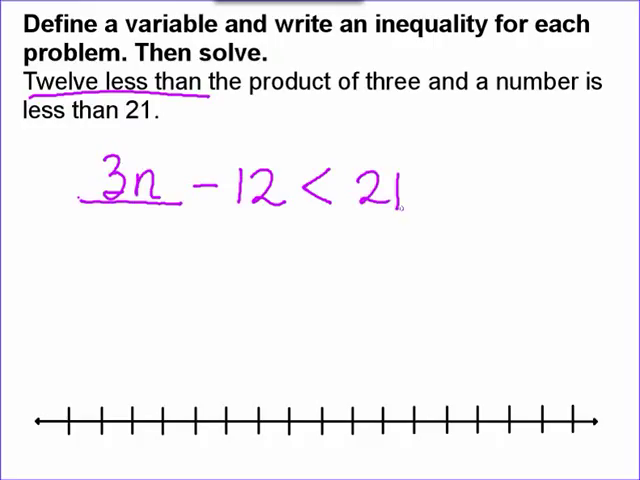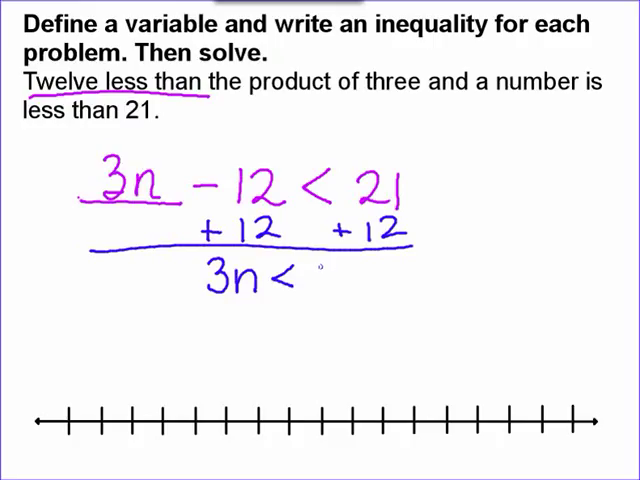Now the question is, once again, less than, remember, points to the left. So that's how you would know how to solve that. So what do I do first? Add 12, good. I do the opposite, so I get 3n on the left is less than 33. What do you do now? Divide by what? 3. So you get n is less than 11.